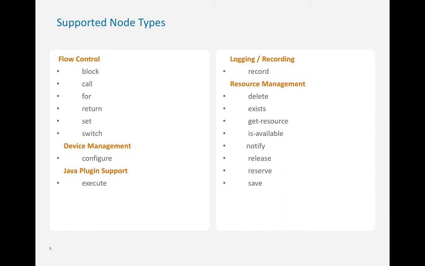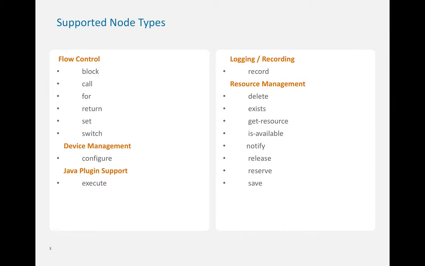This slide shows you the current node types supported by the directed graph language, and they fall into 5 major groupings. There's your standard flow control primitives, like a block, which is just like a block in any conventional language, call, which allows you to call another directed graph. Think of it as a standard subroutine call, a for loop, return node, a set that allows you to set variables, and a switch node that allows you to make decisions.